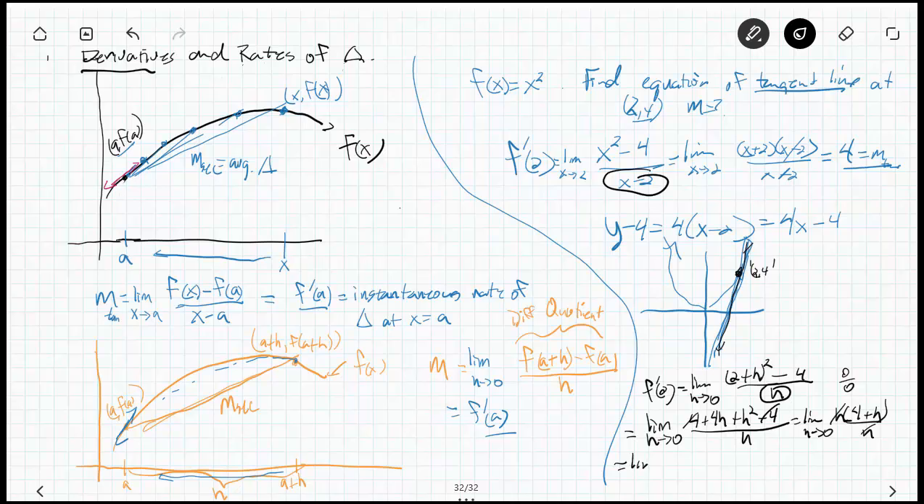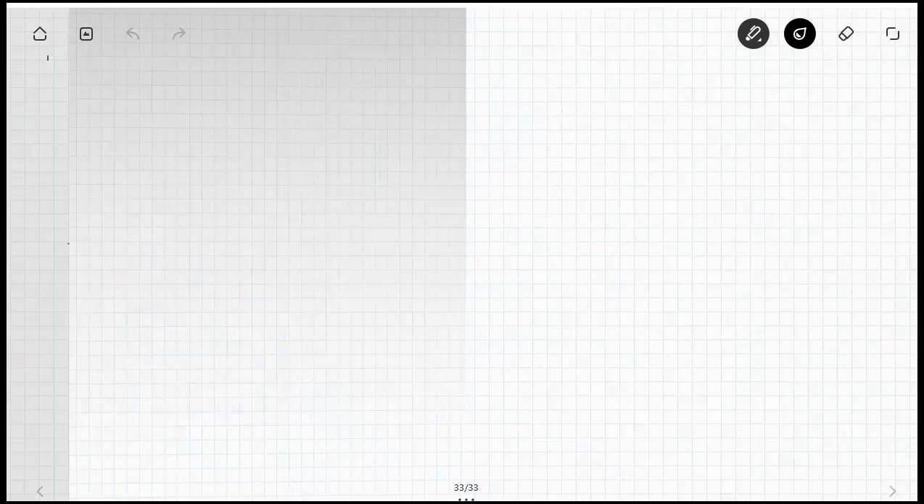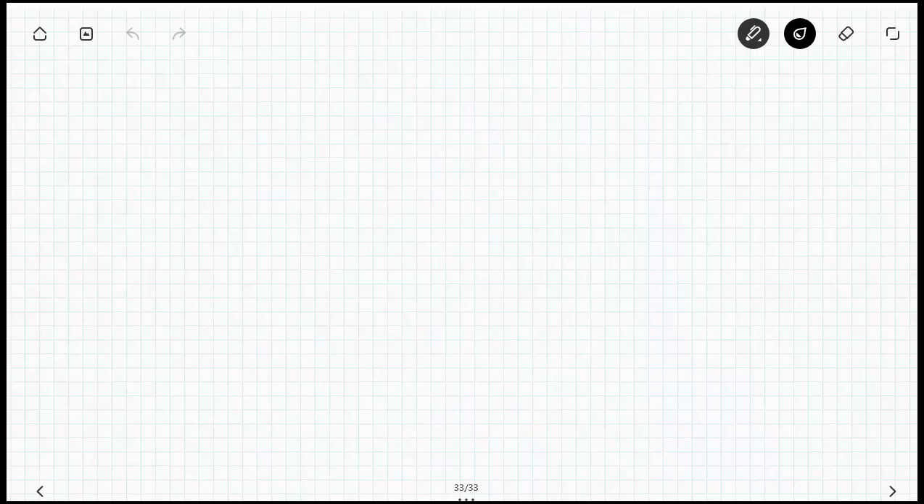Now I have the limit as h goes to 0 of 4 plus h. And guess what that turns into? Yay! The same 4 that we got up here. Okay? That is pretty easy. Okay, let's see. What do I want to do here?